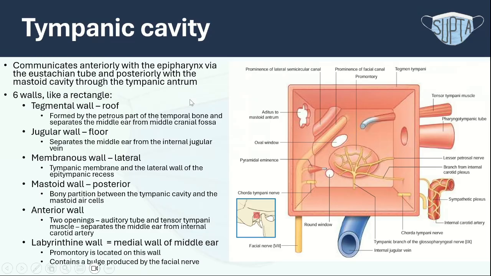I'm not going to go through it too much in detail, but you can see here there's different openings, like the oval window and the aditus to the mastoid antrum, a lot of communication with the other areas of the face and the cranium. And you can see it's got a lot of close associations as well, for example the internal carotid artery and sympathetic plexus, which means that middle ear surgery can be quite dangerous and have an increased risk of complications if you disrupt any of these important structures.